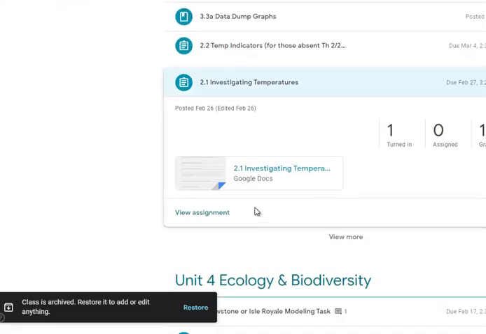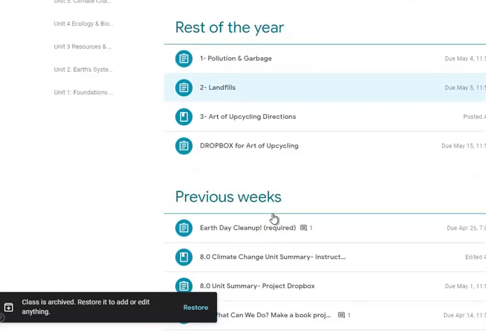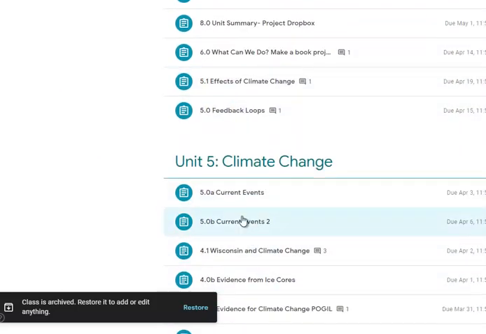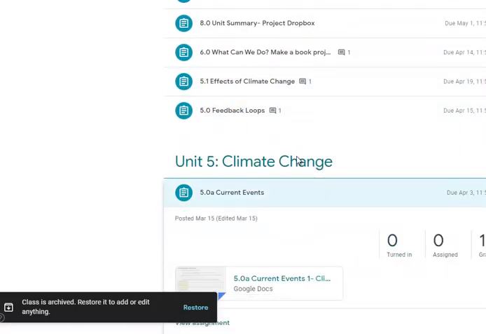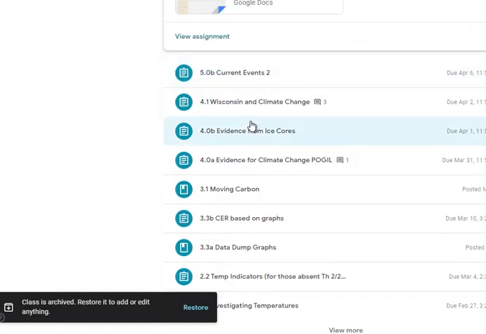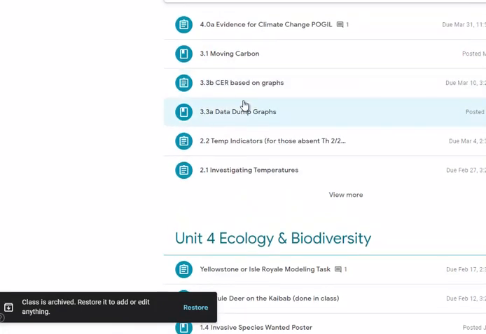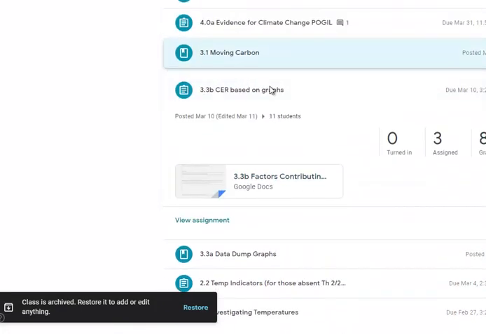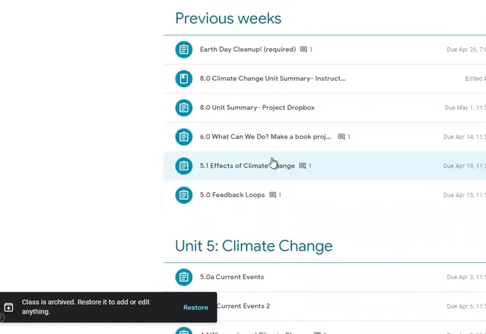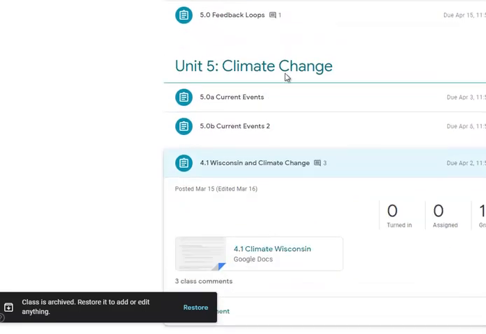We did that in class before the shutdown, so I have to go back up here. Yeah, okay, so let's click here on current events. I'm going to pop open a couple assignments. This one is a good one. Wisconsin and climate change was a good one too.